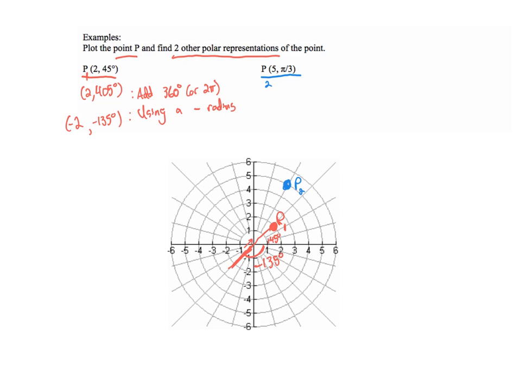Let's do these for point P2. So in point P2, the first thing I could do to get an alternate representation would be to add 2π to π/3. So go around the circle one more time. Remember that 2π is the same as 6π/3, because there's 6 π/3's in the whole 2π circle. So that angle would be 7π/3, and I'd still be at 5.